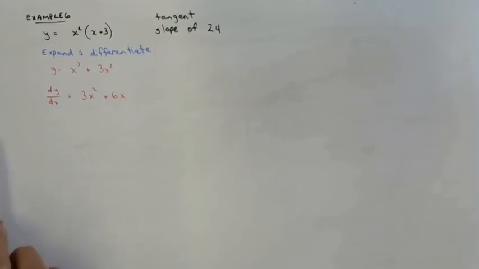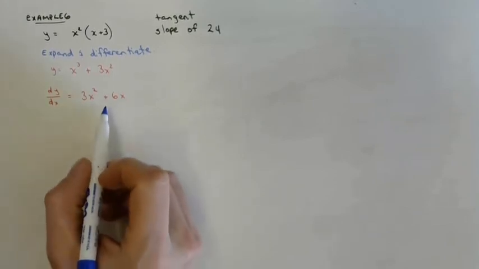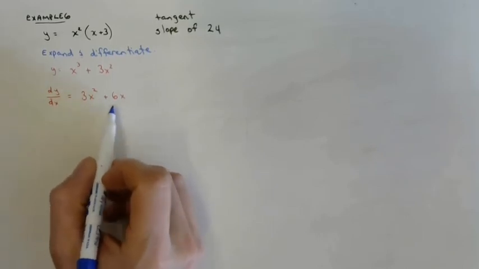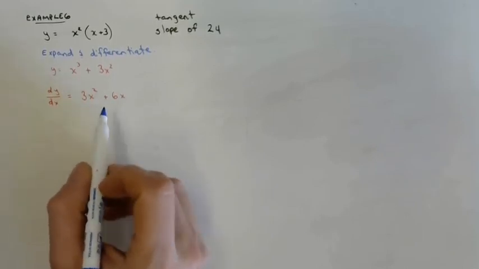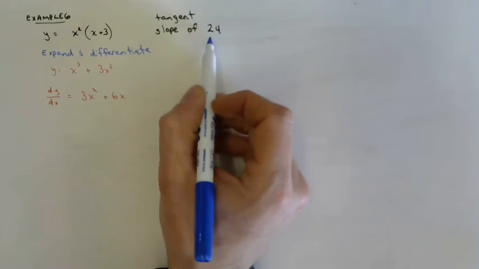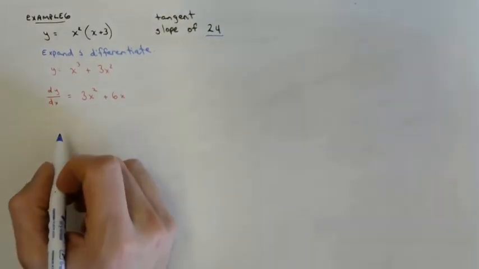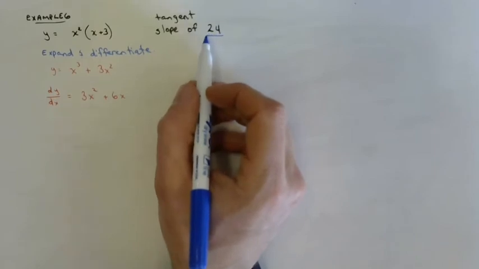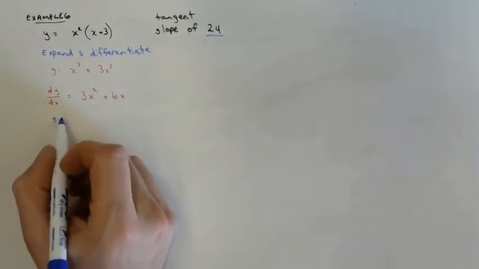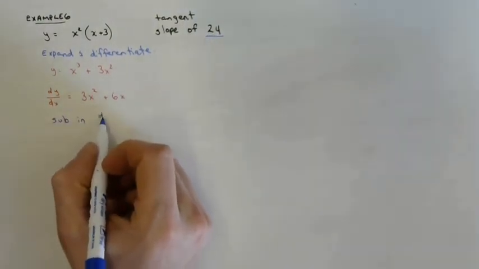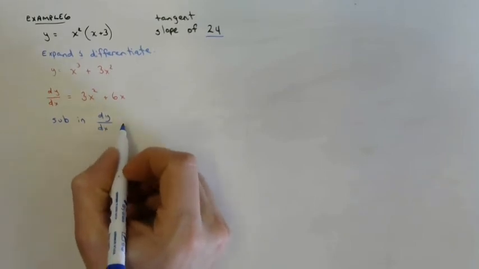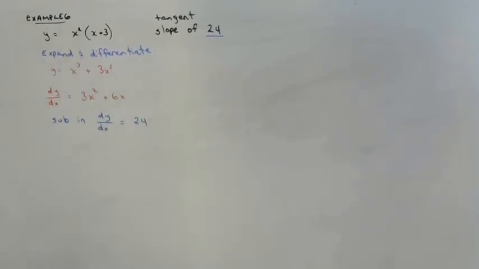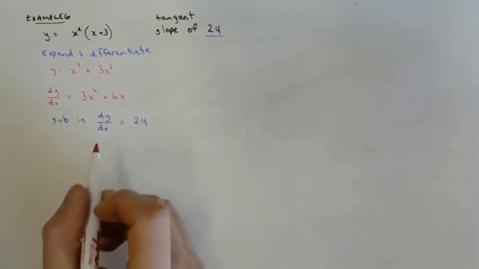And now, since this is the equation for the slope of the tangent at any point, and I already know the slope of the tangent that I want, all I have to do is say dy/dx equals 24. Okay, so I'm just going to sub in dy/dx equals 24, because they told me that my slope would be. And now we're probably already starting to see how we're going to get two solutions here.